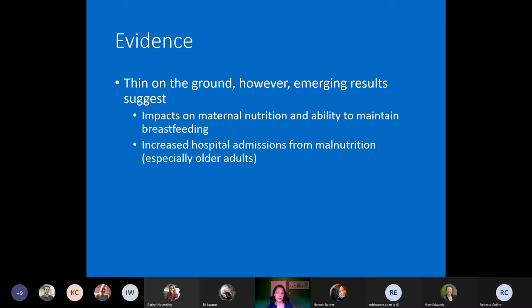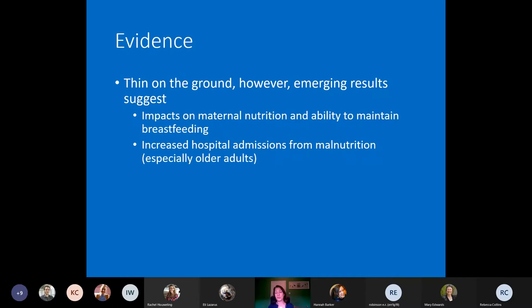So if there's a limited amount of food in the house, and that's one of the ways we measure food insecurity, most of it will go to the children. The parents will cut back on their own meals, skip meals entirely, skip days of eating in order to feed their children first. This also has a knock-on impact for women who are breastfeeding, and obviously will have a detrimental impact on the infant as well.